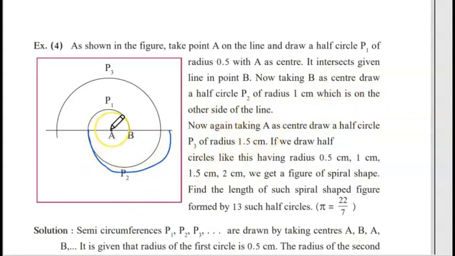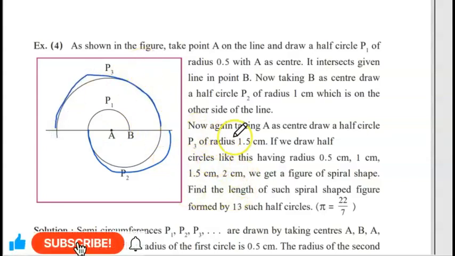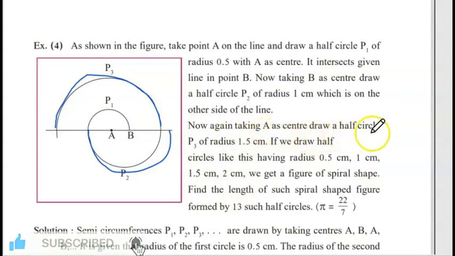आता पुन्हा नंतर A center घेणार आणि यावेळेस मात्र ती रेडियस घेताना 1.5 सेंटीमीटरचा रेडियस घेणार. Okay, and then if you take this A as a center, then you will get here another half circle which is P3. Okay, now again taking A as a center, draw a half circle P3 of radius 1.5 centimeter. If you draw half circle like this, having the radius 0.5 centimeter.